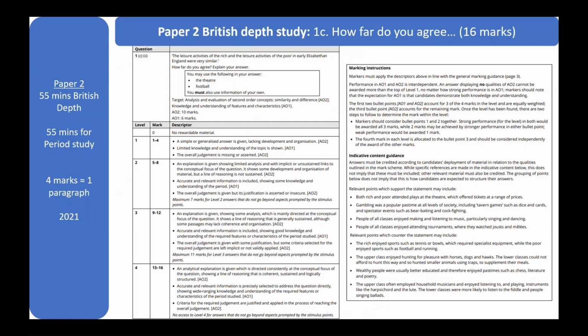So, final question. I'm not going to show you the answer, but this is the mark scheme there. So the leisure activities of the poor in early Elizabethan England were very rich, similar to the rich. And then there are two examples there. And then it just gives same thing, by the way. You have to go beyond the stimulus points. And look at the third bullet point that it was talking about. The overall judgment is missing. The overall judgment. So it's always about the overall judgment throughout there. So be really careful about the information you include.